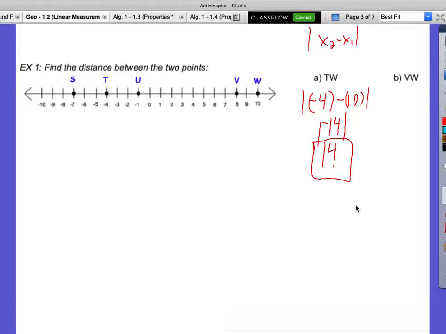Okay. What was our length of VW? 2. Okay, you get there, you can do 8 minus 10, 10 minus 8. Either way, you take the absolute value, right? It is 2 units away, okay? Yeah, you can just count. That works, okay?